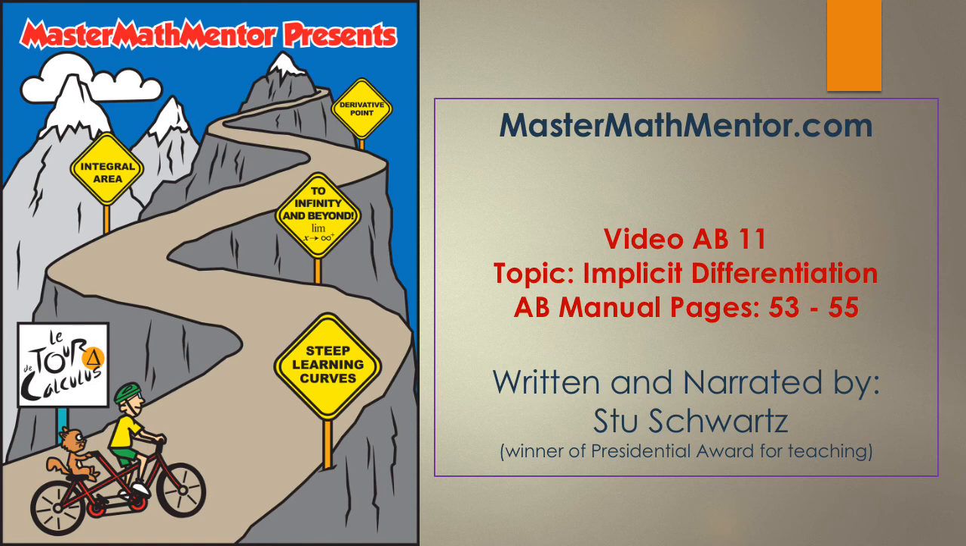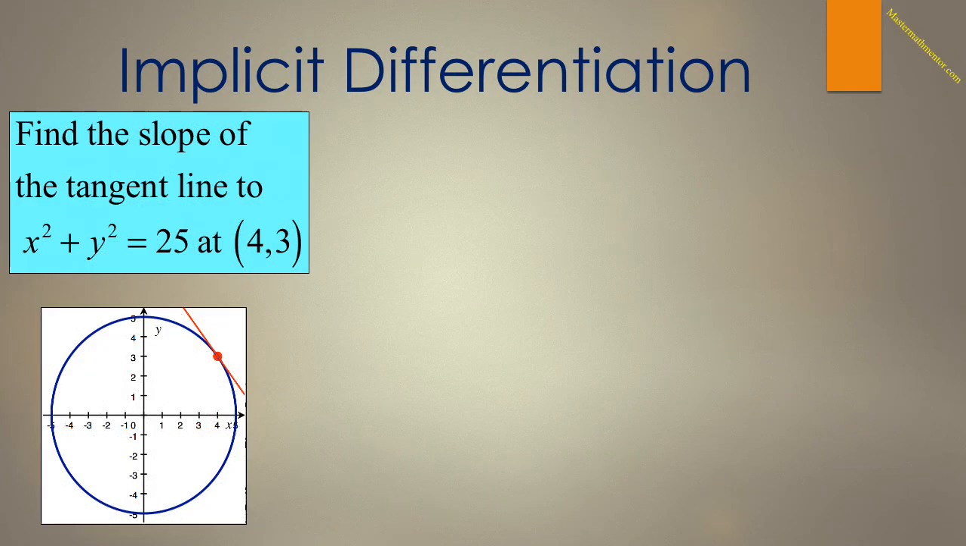This is video AB11. The topic is Implicit Differentiation, and it covers the AB manual pages 53 through 55. Let's review. Let's suppose we have the equation x squared plus y squared is equal to 25, and we would like to find the slope of the tangent line to the curve at the point (4, 3). As we see in the graph, we have a circle.